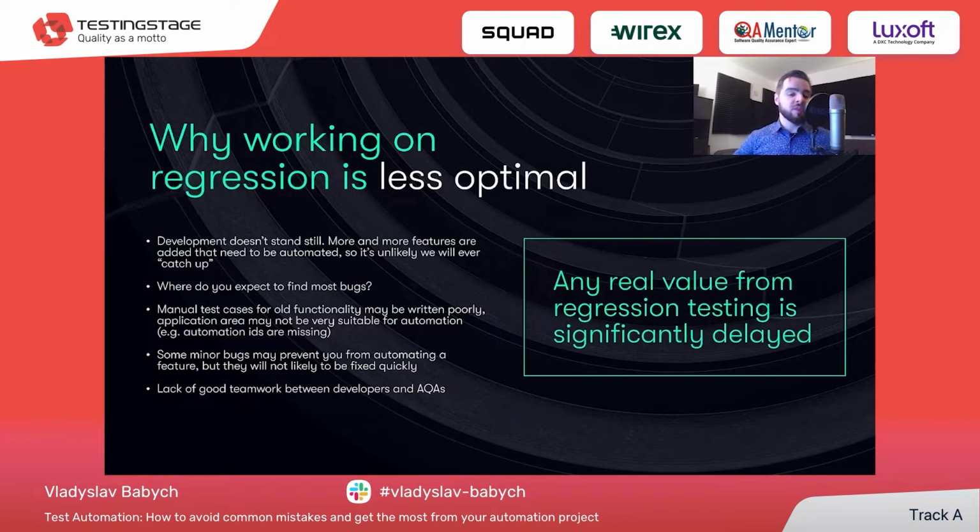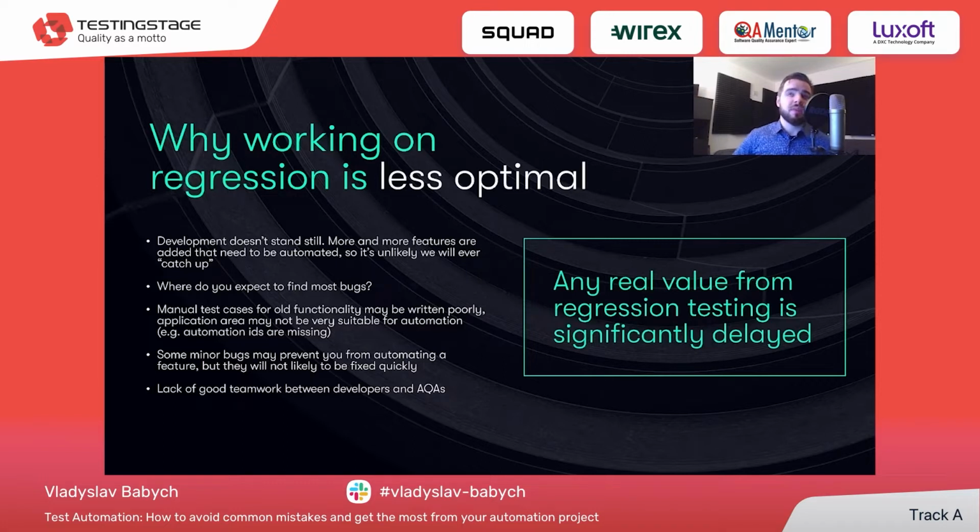For example, when it was implemented, no one thought about adding any automation IDs because it was tested manually, right? Also, there may be some minor bugs which can prevent you from automating a feature, and they are not likely to be fixed quickly. So once we're working on regression, we pick up something which was already implemented some time ago. It may have some minor bugs which don't have a big impact for the end user, but, for example, prevent automation from working properly. It can be some bug like a pop-up which automation cannot handle or something like that.